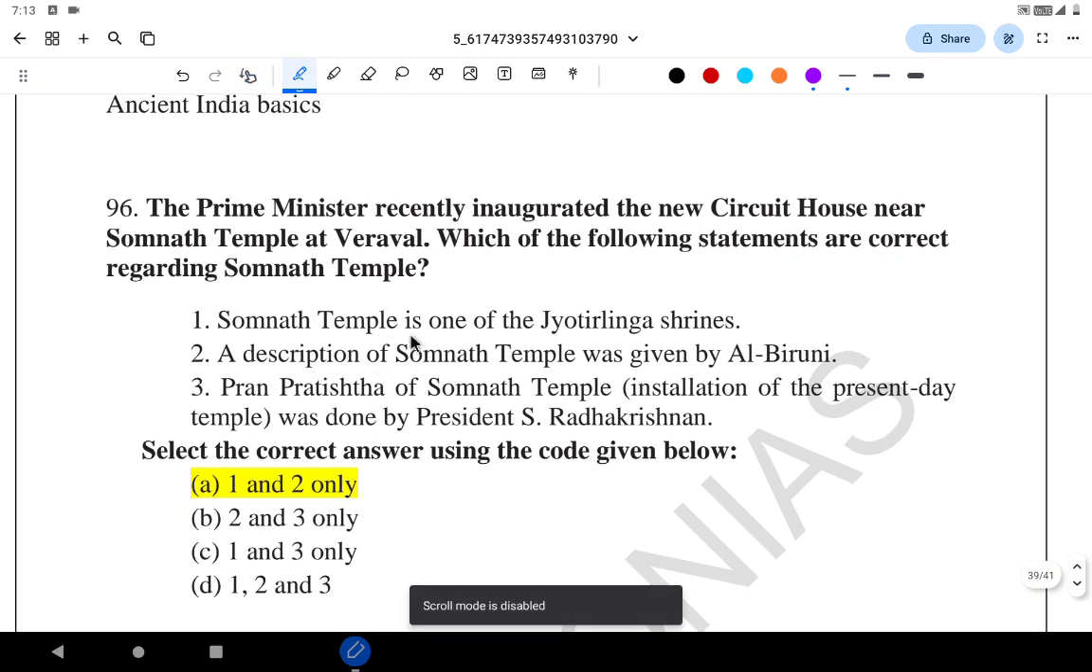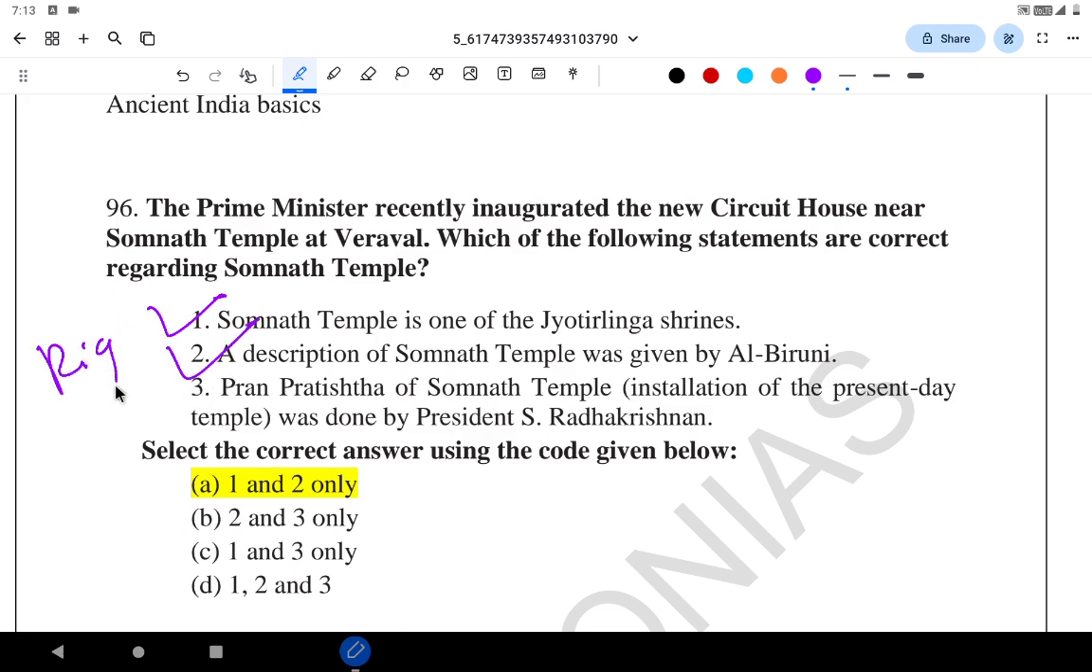Prime Minister recently inaugurated a new circuit house near Somnath Temple at Veraval. Which one of the following statements are correct regarding Somnath Temple? Somnath Temple is one of the Jyotirlinga shrines. Correct. A description of Somnath Temple was given by Al-Biruni. Correct. Somnath Temple was even mentioned in the Rig Veda.